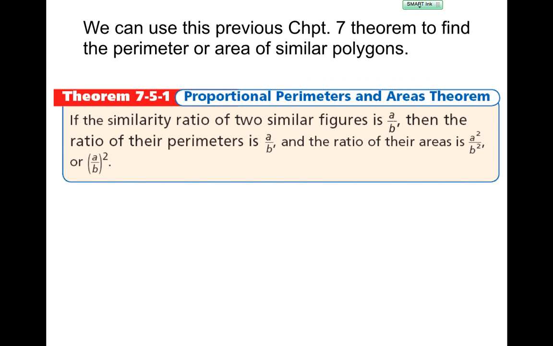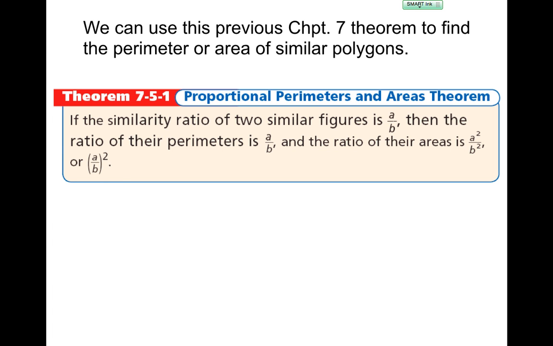The other part is, back in chapter 7, you might remember this theorem. We were working with similar figures. If the similarity ratio is A to B, then the ratio of perimeters is also A to B. And the ratio of the areas is A squared to B squared. That's really what we're doing right now, just worded in a little bit different way.